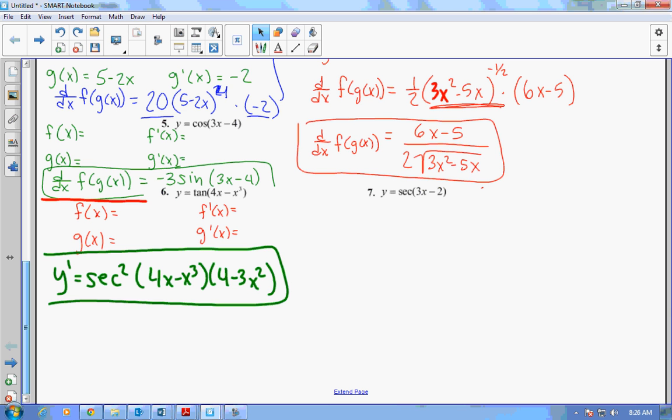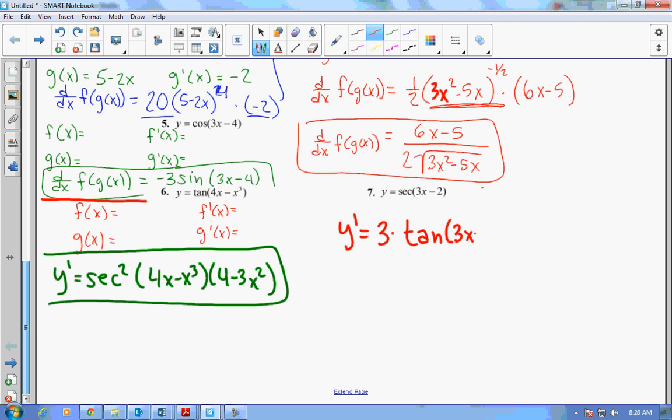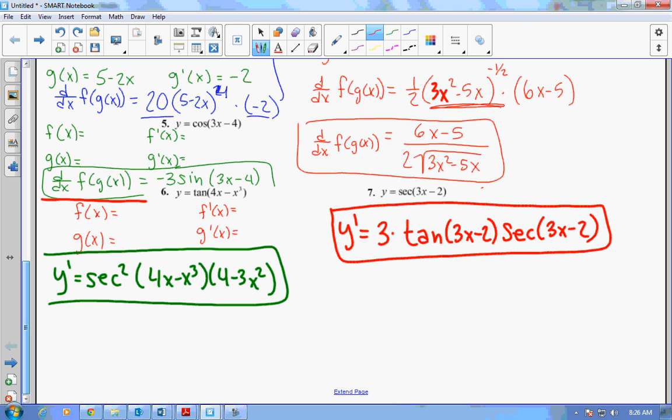Try the next ones. In case you wanted to, I think I've checked most people's 7, but here's what we got for 7. If you're not getting this, I like the 3 in the front. The tangent and secant, can those be in any order? Because multiplication has the commutative property, we can multiply in any order. Could I have put secant first and then tangent? Yeah. Good. Okay.